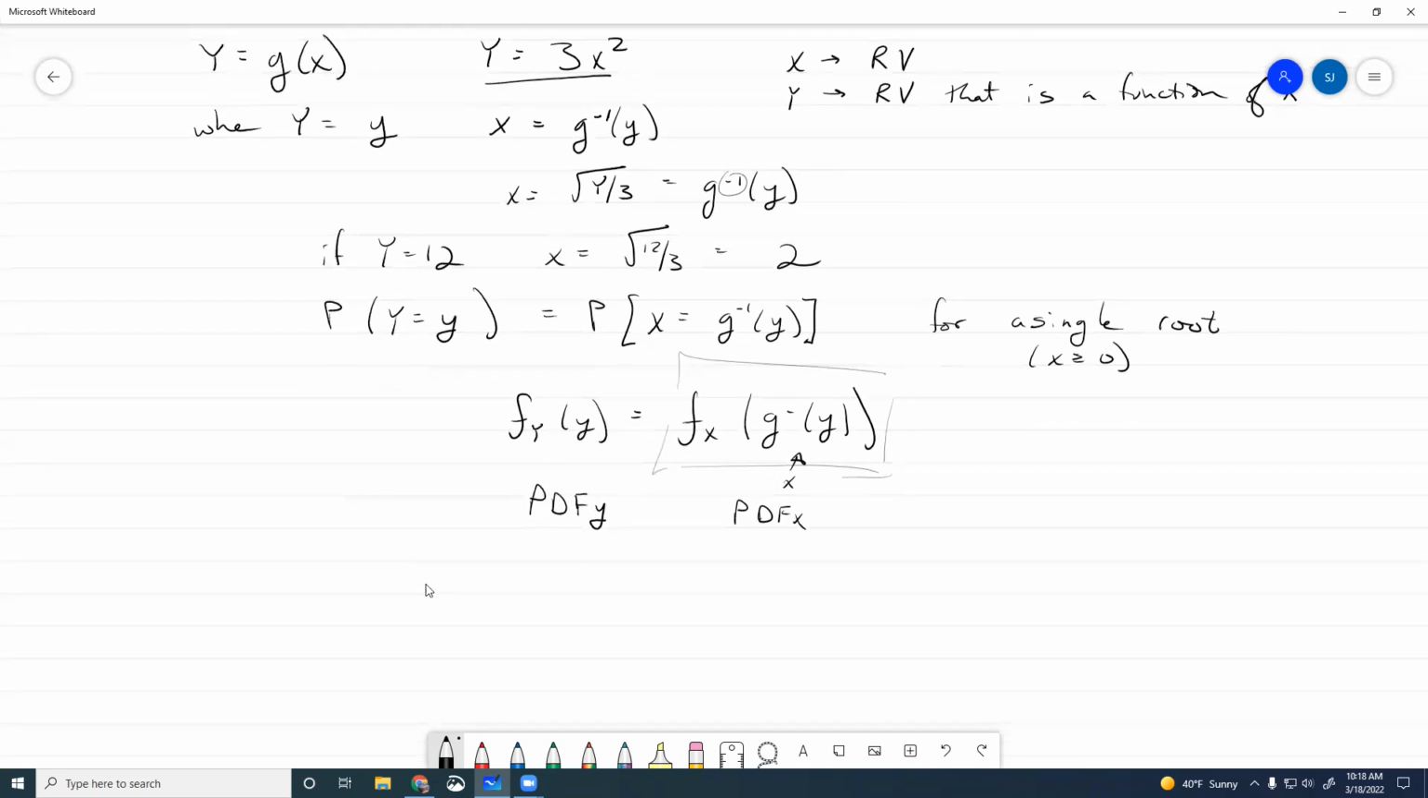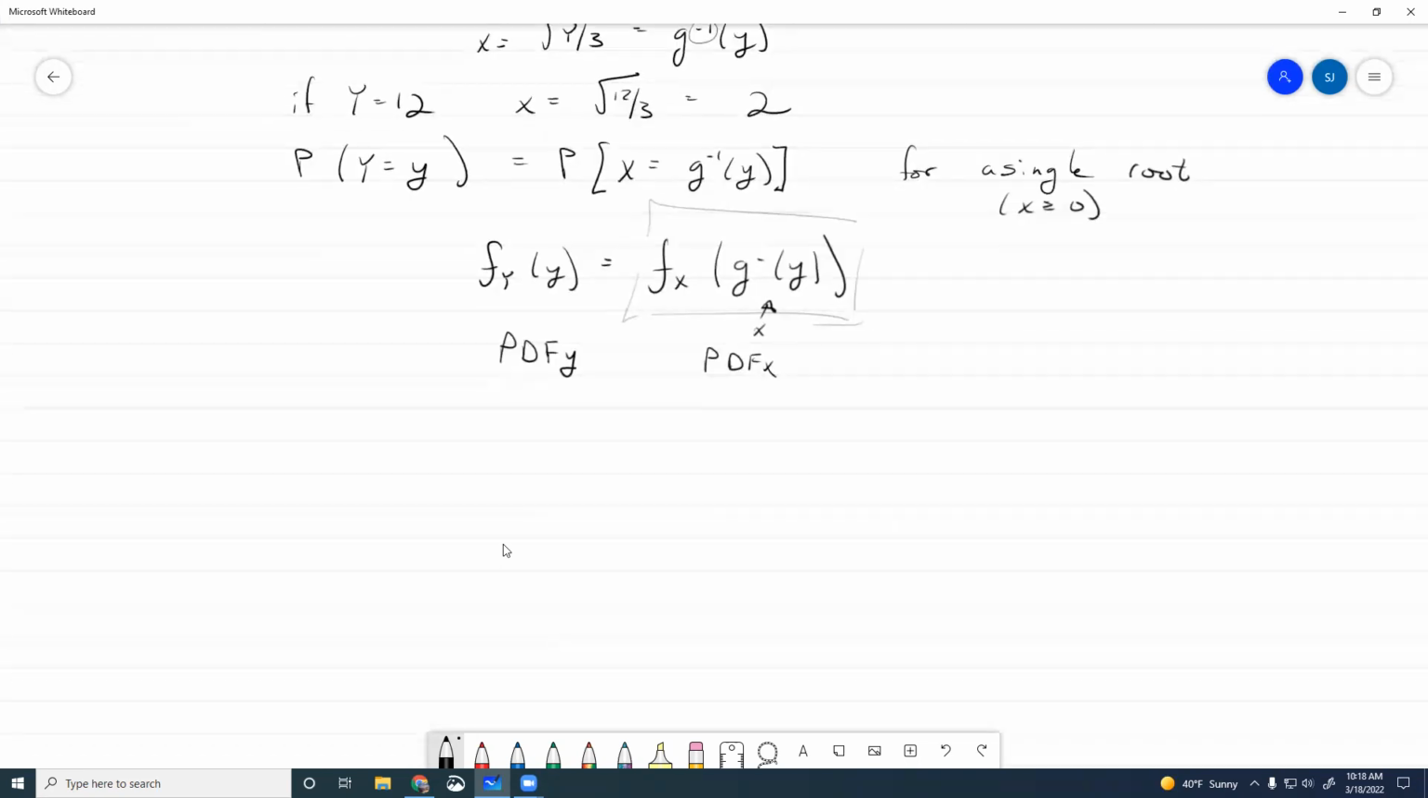But this is fun. I mean, I think this is really, really cool stuff. So we'll start with the CDF, and then we'll eventually end up with a PDF. So we can describe the CDF.